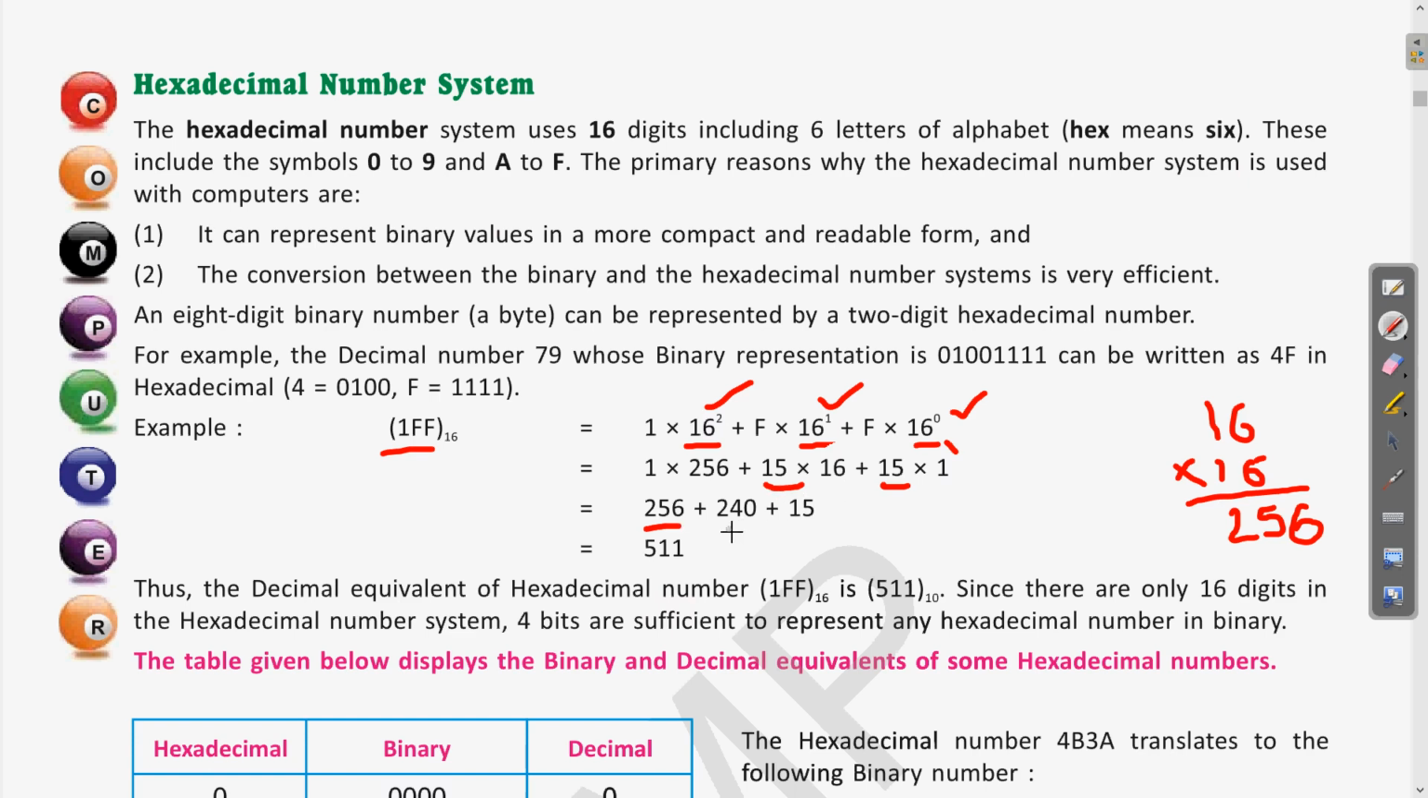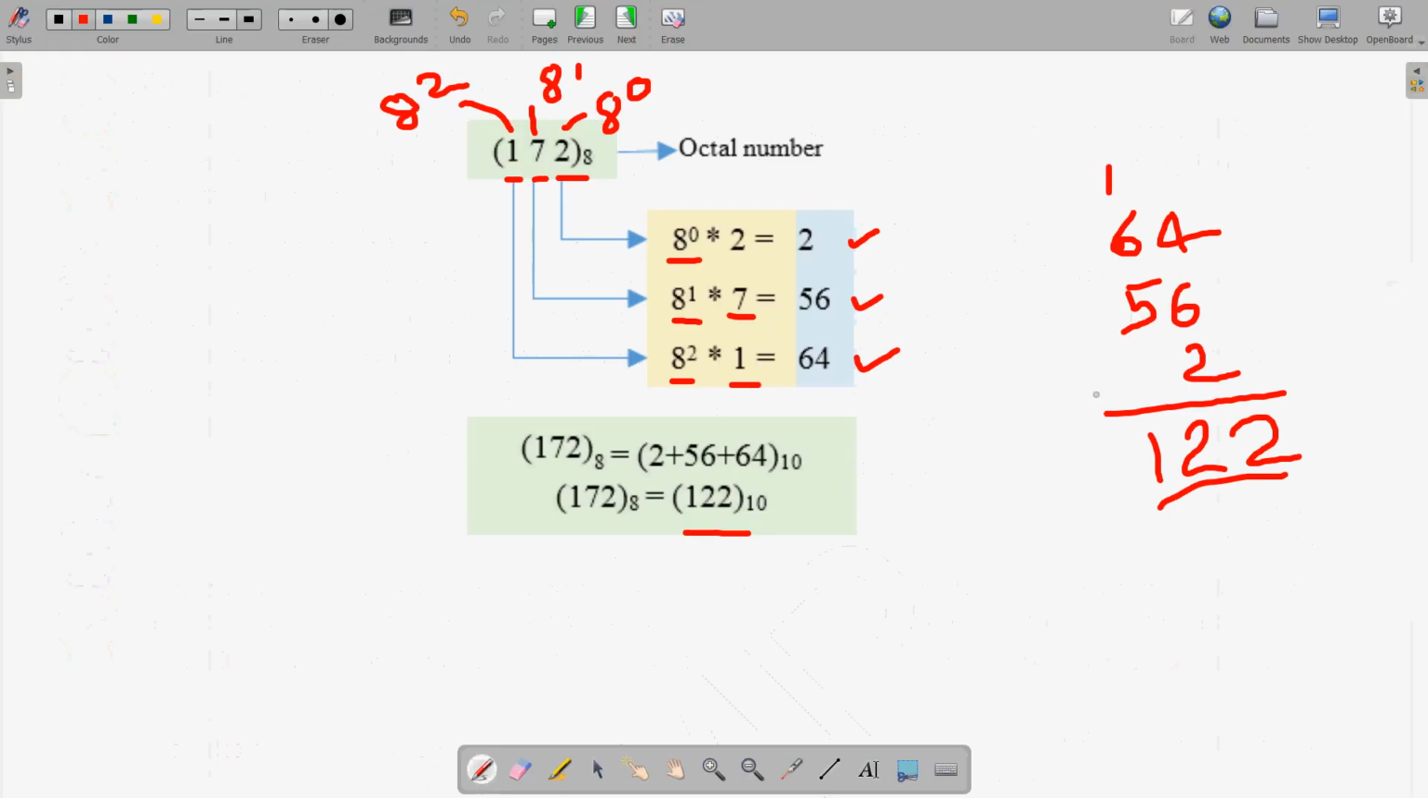15 into 16, it will come 240. Then 15 into 1, it is 15. Then when you add, it will come 511. So 511 is the decimal equivalent. The decimal equivalent means the 1FF of the hexadecimal, that is base 16, is now denoted in decimal as 511. Okay, I can understand it is a little bit new for you. Let us take one more example to make it clear.